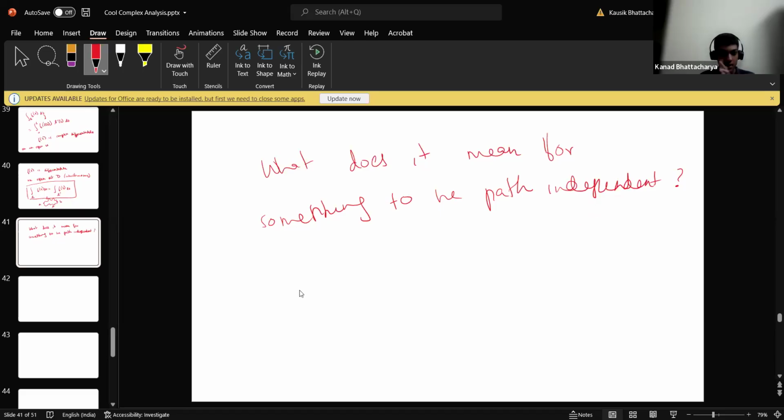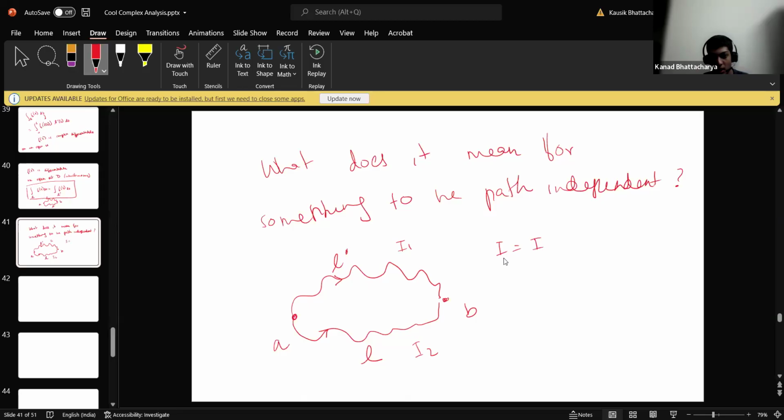Here's the thing. Here we're going to do a trick. Let's say we have two points A, B, and we integrate along this path L, and because the integrals are path independent, this integral I1 and this integral I2 are the same. I1 is equal to I2.